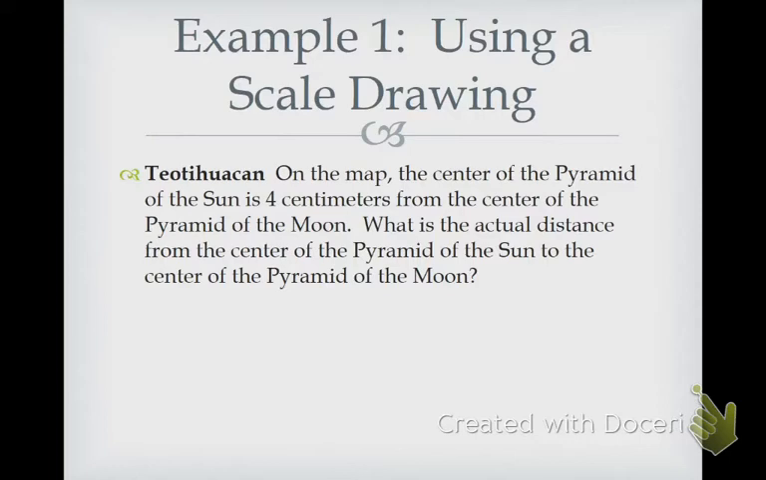Here's what it's saying. Visualize that you're standing in that picture, looking off in the distance at the Pyramid of the Sun, and you're saying, I can't actually physically measure that. It's too far away to physically measure it, but I can use the scale of this drawing, and you're holding the map, to figure out, I know it's 4 centimeters away on the map, so I can figure out how far away it is in real life. Are you following me? I need to set up a proportion.